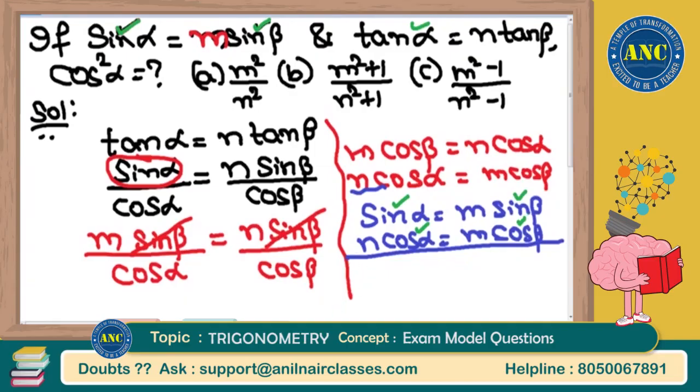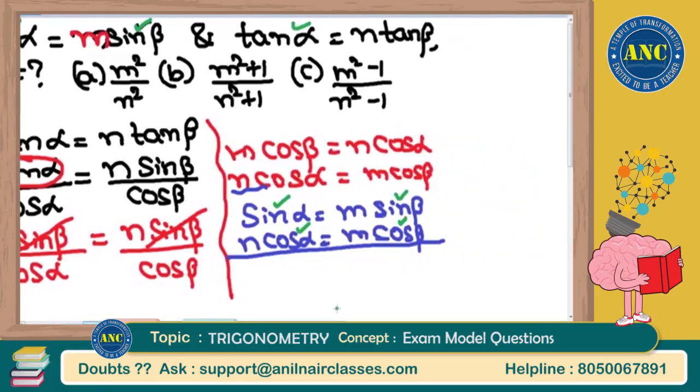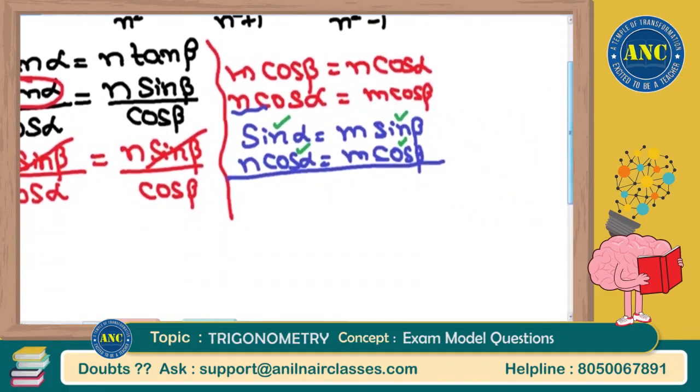Now, same logic that I implemented in my previous problem. Square it and add it. Whenever sin and cos, try to make use of sin square theta plus cos square theta equal to 1. If I square it, left hand side, sin square alpha plus n square cos square alpha, I will get it, right? Right hand side, m square sin square beta plus m square cos square beta, m square common, sin square beta plus cos square beta is equal to 1. I hope I am making sense for you.